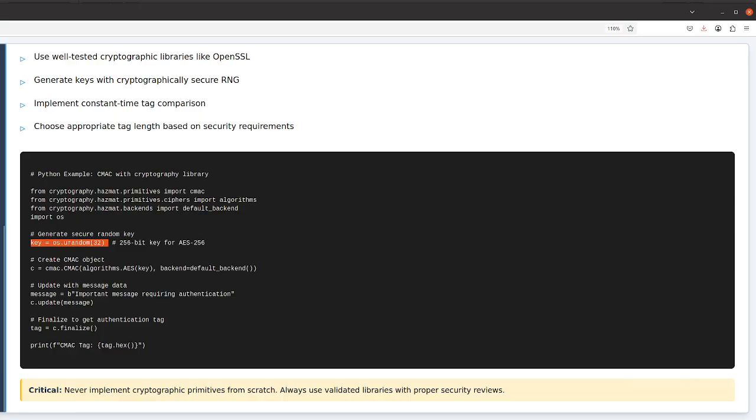Implement proper error handling. Authentication failures should be logged, but error messages should not reveal information about why verification failed. Simply report success or failure. Include rate limiting to prevent brute force attacks on tags. Test your implementation thoroughly using standard test vectors and edge cases like empty messages, messages of various lengths, and particularly messages right at block boundaries.